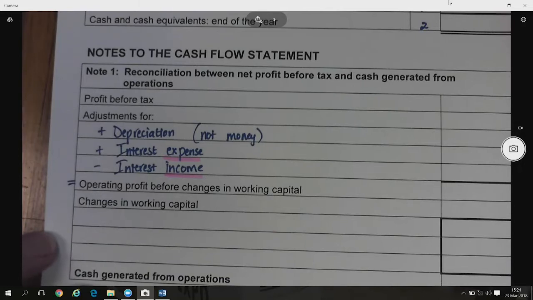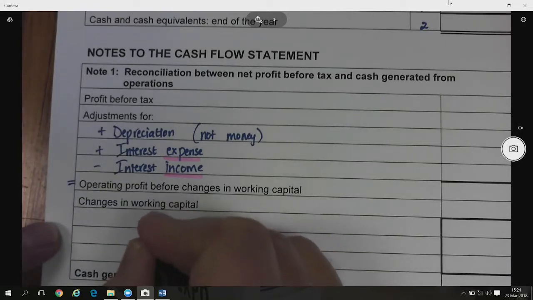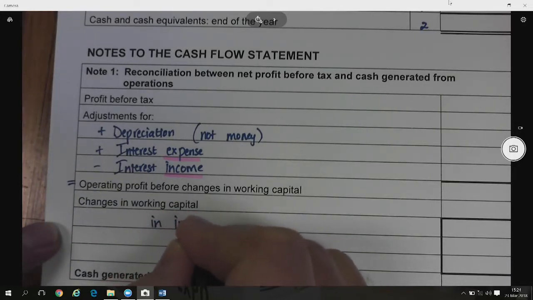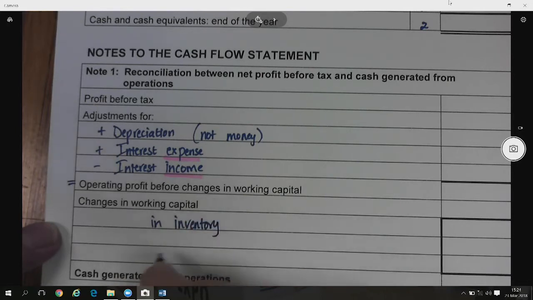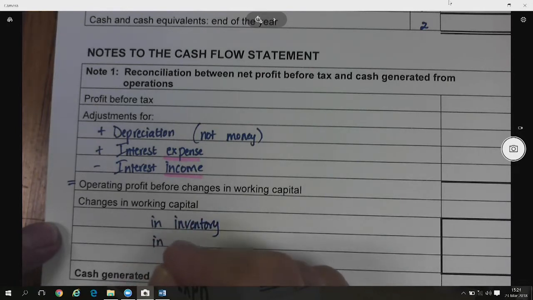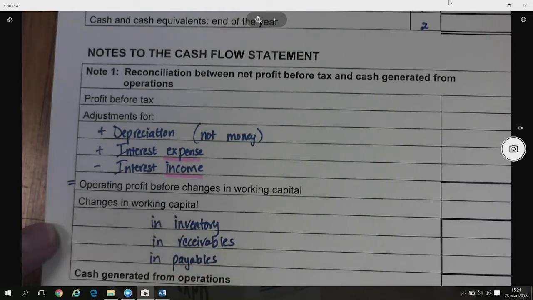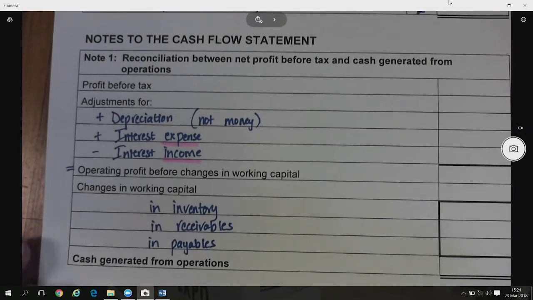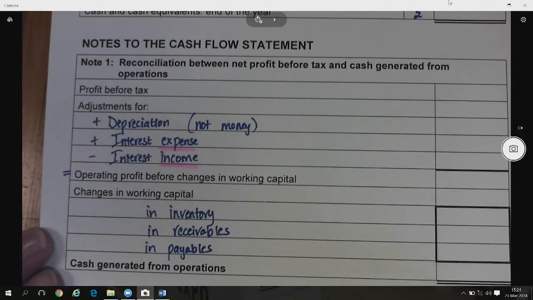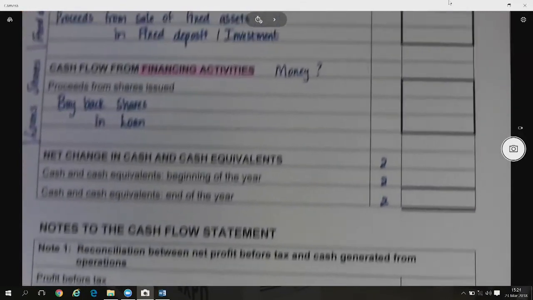What are your changes in working capital? A decrease or an increase in inventory, whatever happens there. Increase or decrease in receivables, that is your debtors, and an increase or a decrease in your payables, and that is your creditors, and we will see later what happens there. And that answer is cash generated from operations or utilized, and that will go to your cash flow statement.